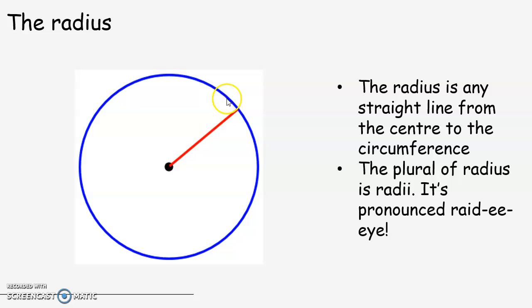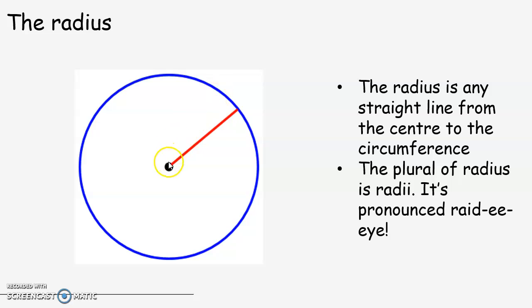And if you remember, I said every point along my circumference is the same distance away from the center point. Well, that means that every radius you draw, you could draw 1,000,000 radii here, and they'll all be the same length, because every part of my circumference is the same distance away from my center point.